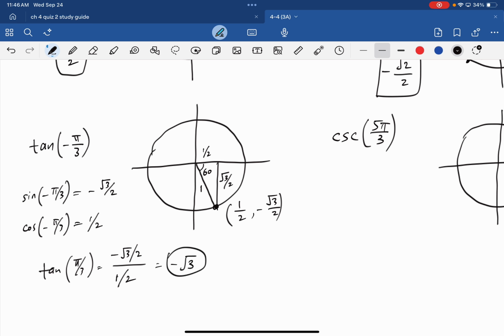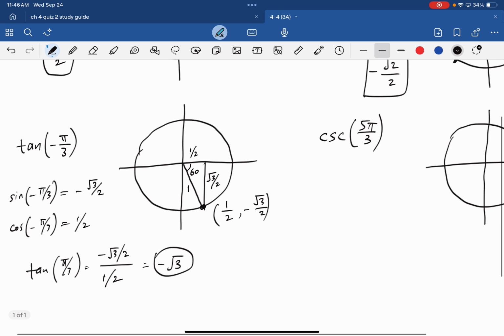Okay, this is just a review of the homework, which you guys all did. Maybe. Okay, questions about tangent?